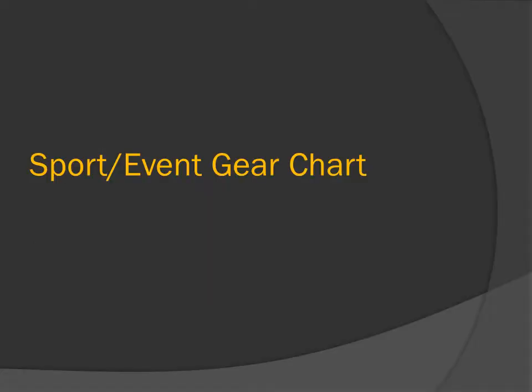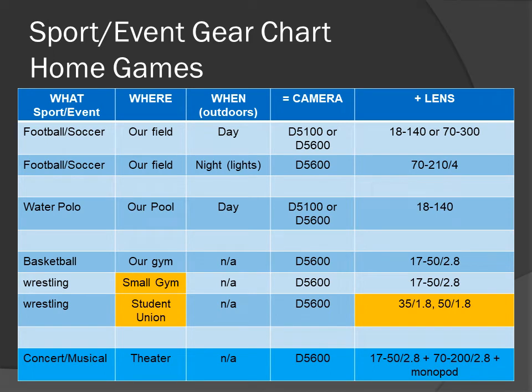Now that you've completed the exercise of collecting the information about what gear you need for each of the sports and events, we put that into a sport event gear chart. This is a sport and event gear chart for home games. If you look down the left side, you will see the sports. Across the top: what, where, when, the camera you need, and the lens.